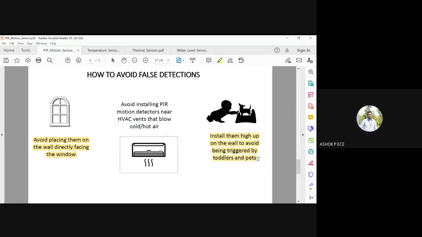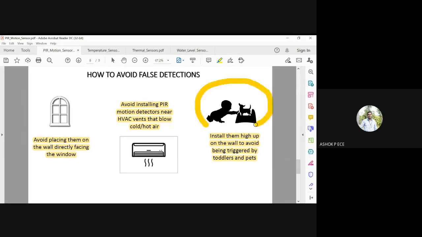Since we have seen that these PIR sensors have a very high range, they can cover a larger distance to detect people. So if you keep them as low as possible, the alarm will be ringing constantly, because if toddlers, small babies, or animals come near it, it will ring. So you have to place them at a particular height so that the system is not triggered by toddlers and pets.